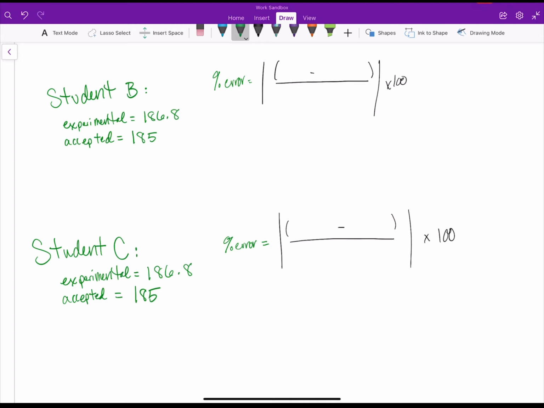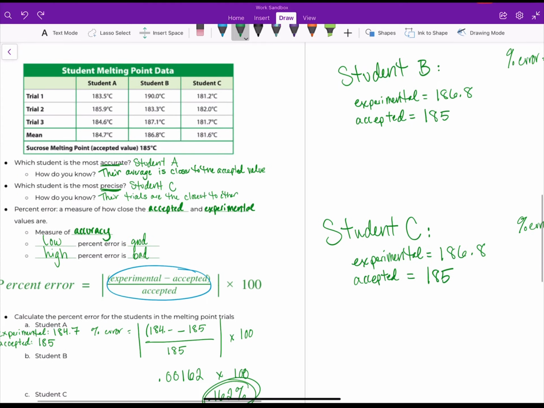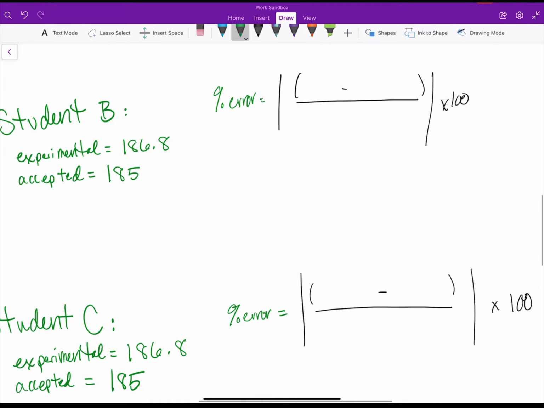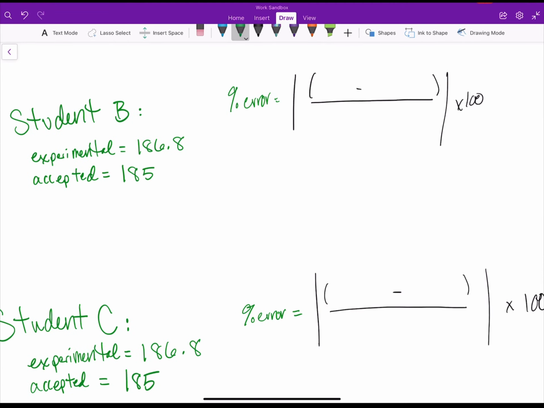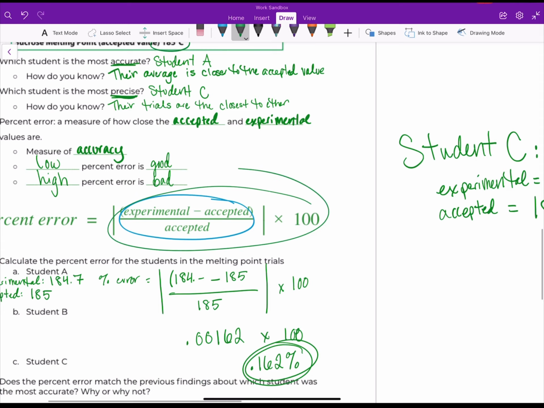Okay, let's talk through student B and student C's percent errors. Let's start with student B. Student B had an experimental value of 186.8. We found that by looking at the average, so 186.8, and the accepted value stayed the same, it's 185. So let's fill in our percent error. Percent error says we take the experimental 186.8 minus the accepted 185 divided by the accepted times 100. That equation came right from here.